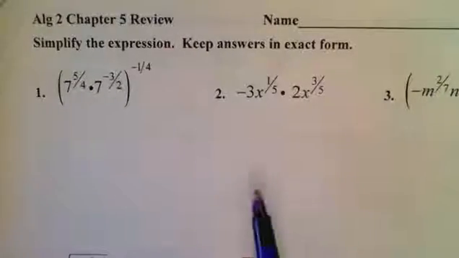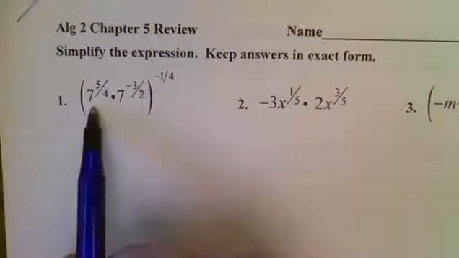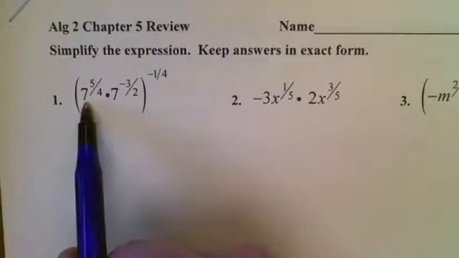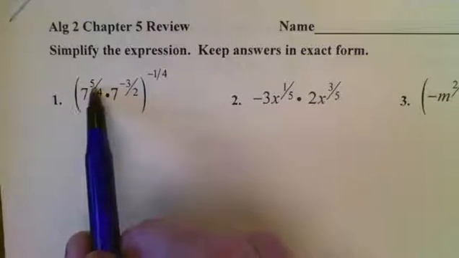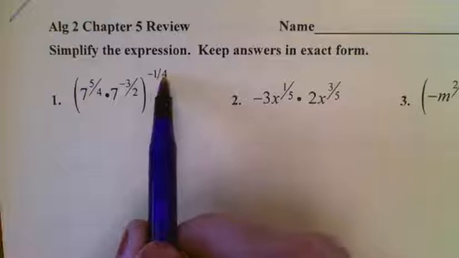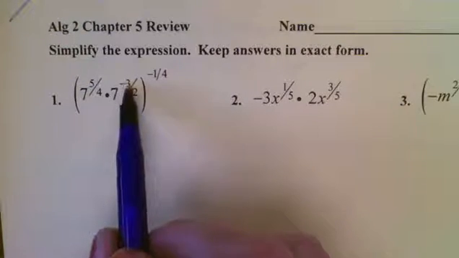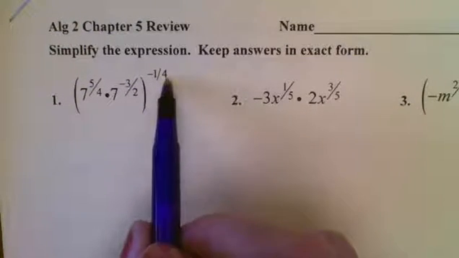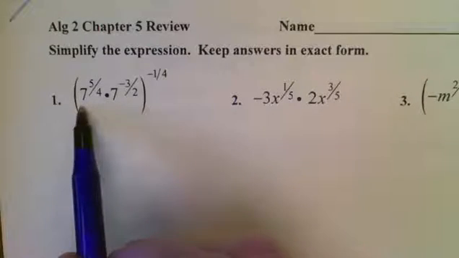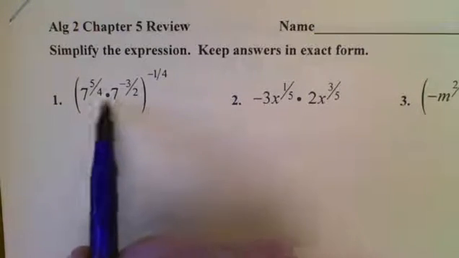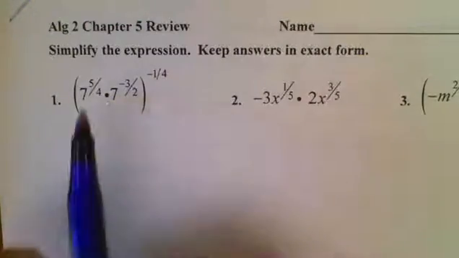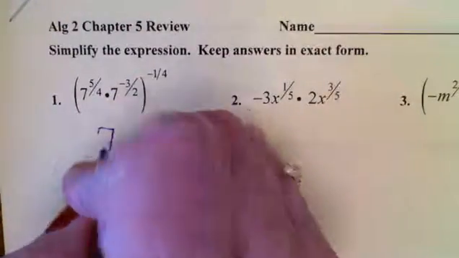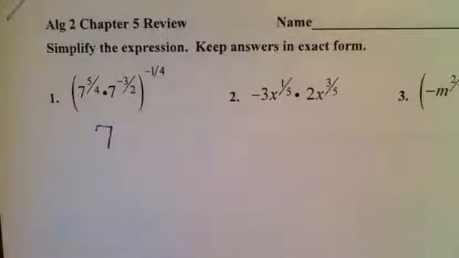Okay, so with this one, a couple ways you could do it. Some of you that I helped with, you want to take the power to a power first. If you do that, just make sure you take 5/4 times negative 1/4. And here you would take negative 3/2 times negative 1/4. Use your calculator. I probably would put these together first so that I only have to do the multiplication once. So again, I want to keep my base of 7. I want to add those exponents.